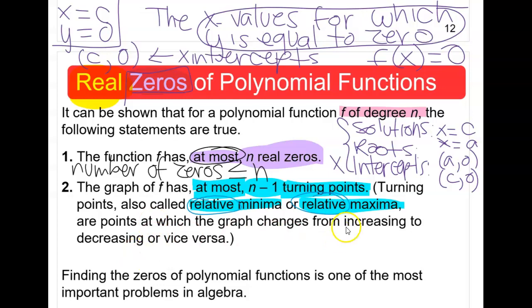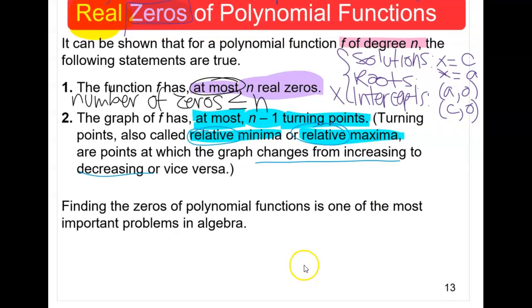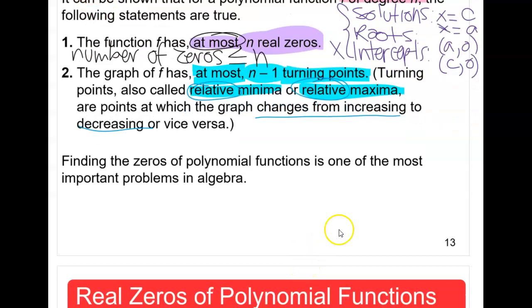And to find those, the points where the graph changes from increasing to decreasing or vice versa. So finding the zeros of polynomial functions is one of the most important problems in algebra.